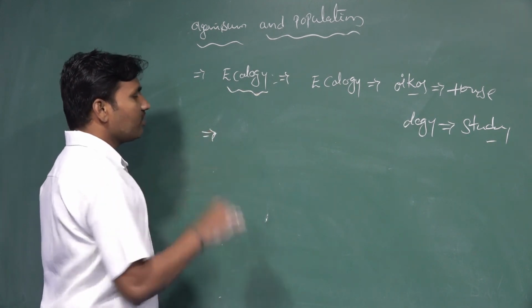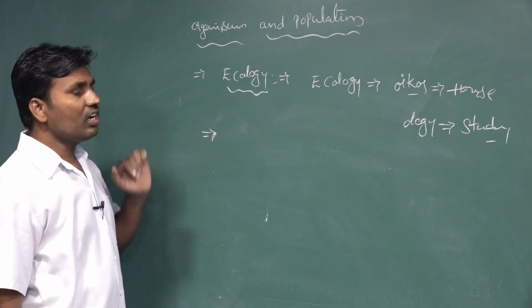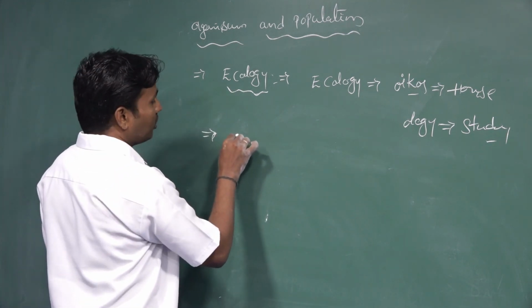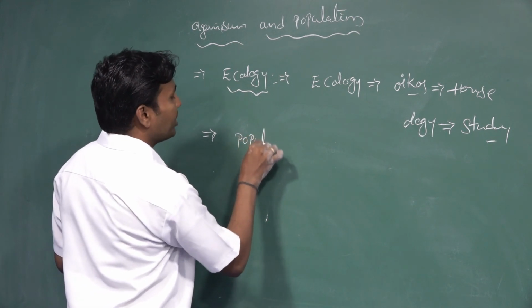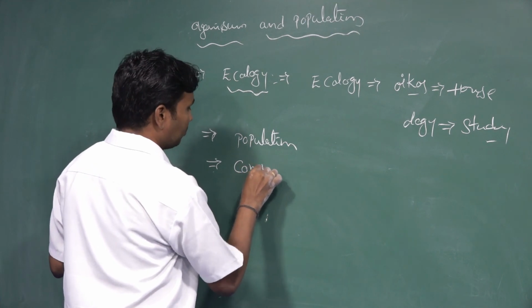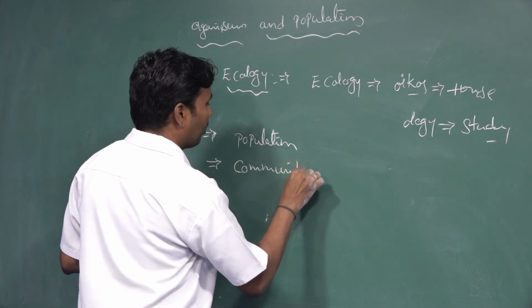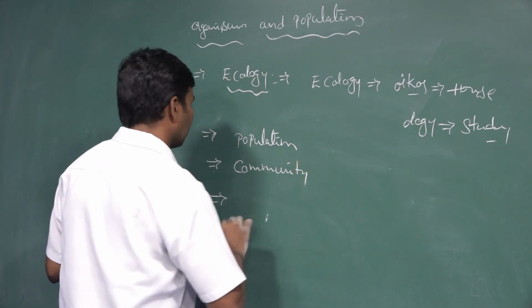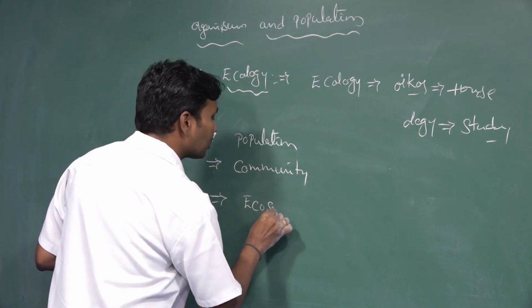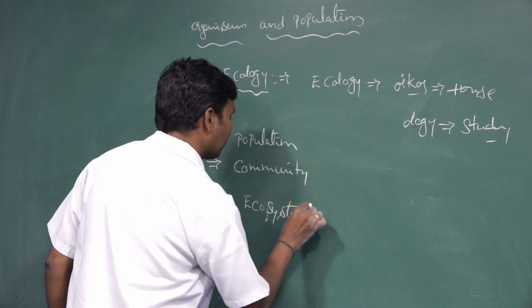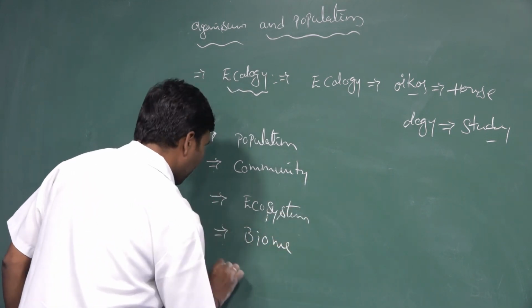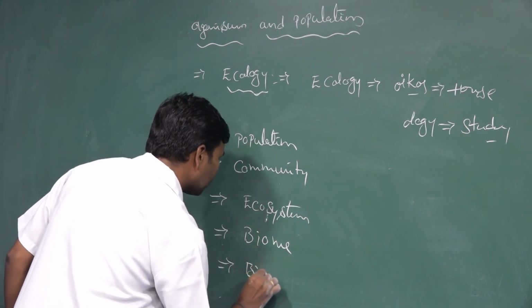In ecological studies we discuss these terms: the population, community, ecosystem, the biome, and the biosphere.